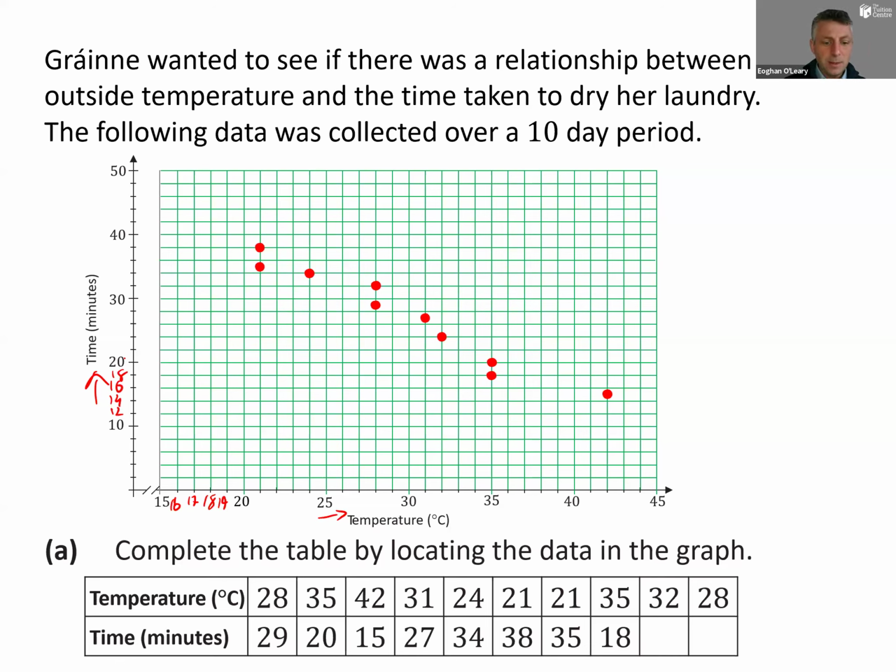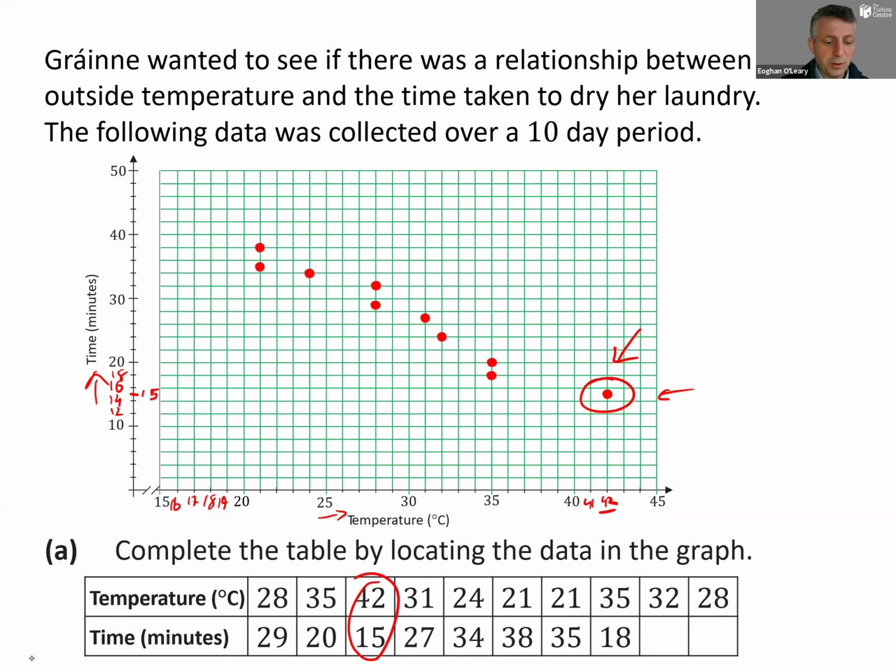If I just try to identify this one here, just to start off, this would be 41, 42. So on a day where the temperature is 42 degrees, how long does it take to dry the clothes? Well, it's halfway between 14 and 16, which of course would make it 15. So that ties up to this point here.